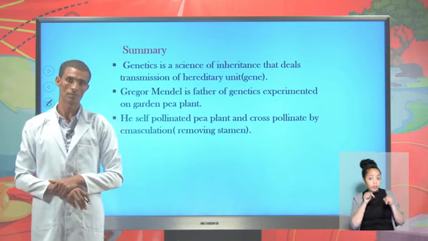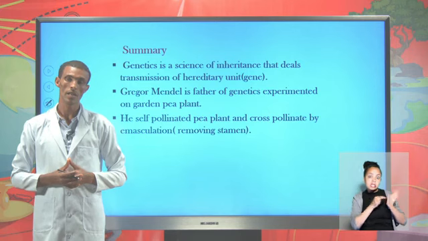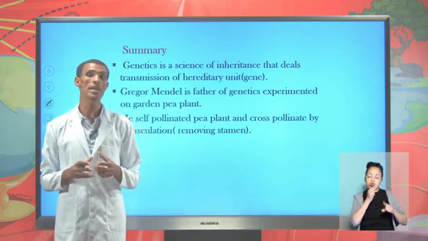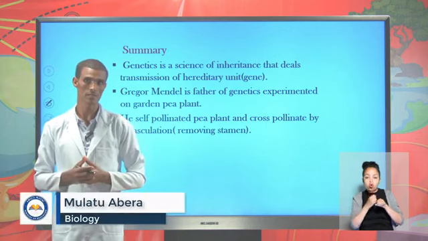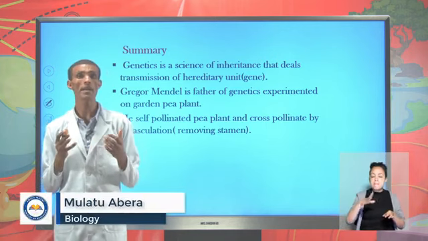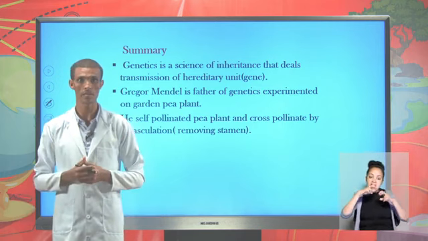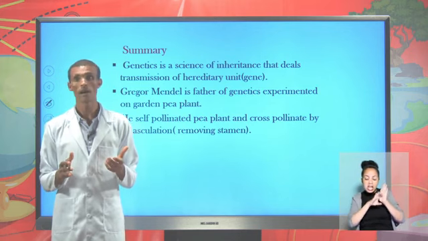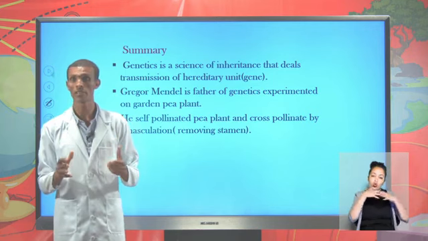In today's lesson, we have seen what genetics means. And again, we have seen some genetic terminology. Additionally, we have seen why Gregor Mendel preferred to work on garden pea plants, and why Gregor Mendel removed the stamen during his experimentation. And again, we have seen an example and deduced the genotype and phenotype of a cross of a given trait.